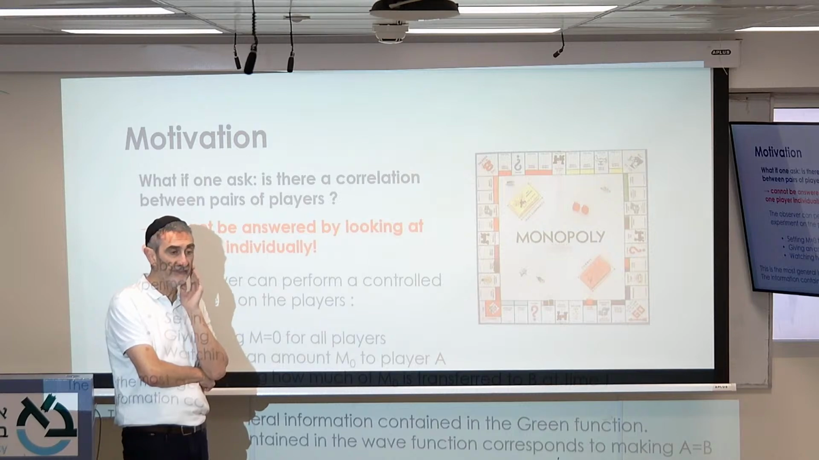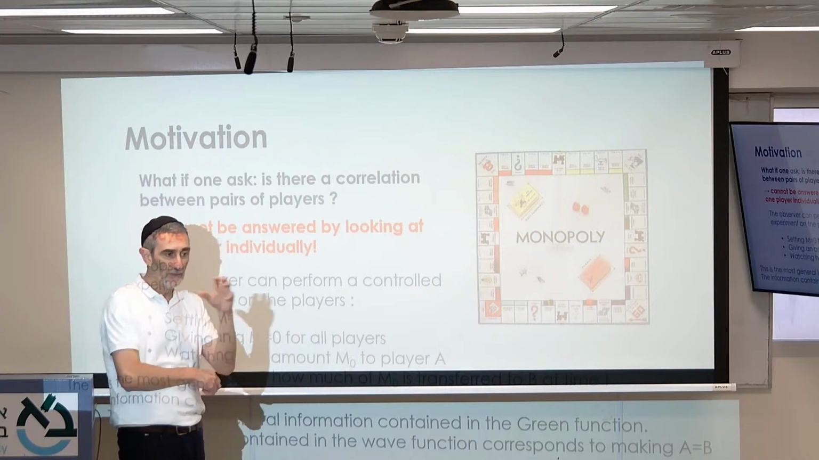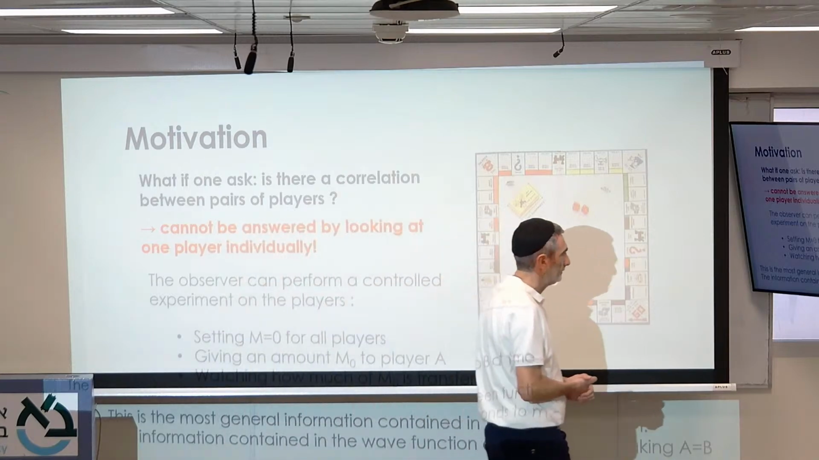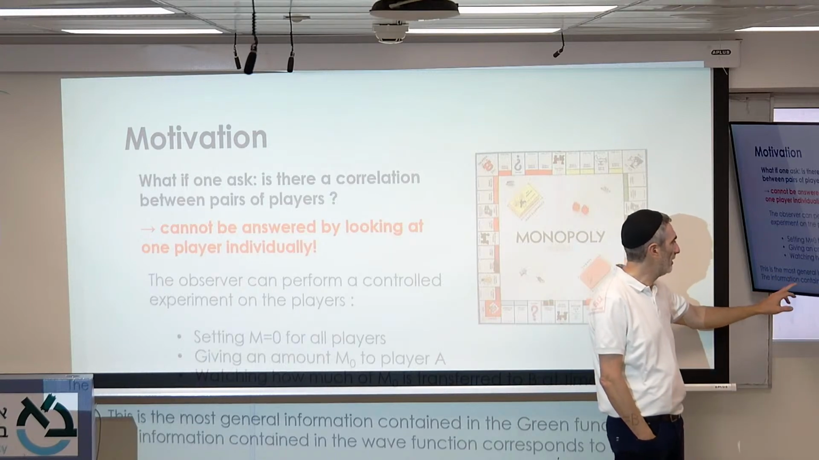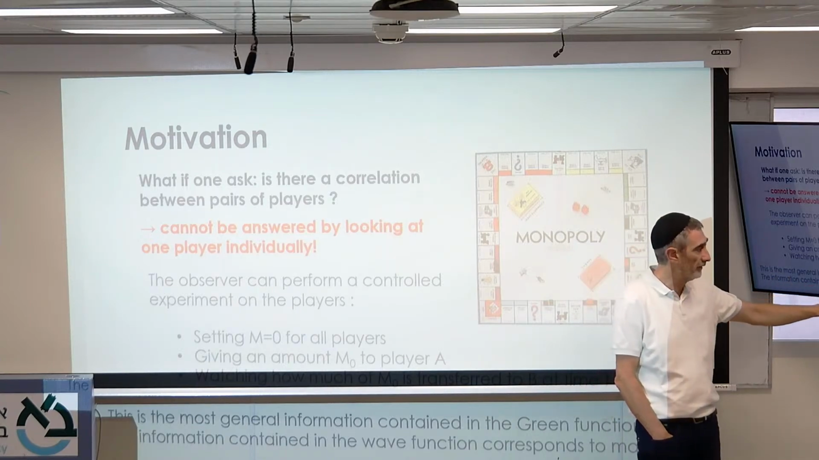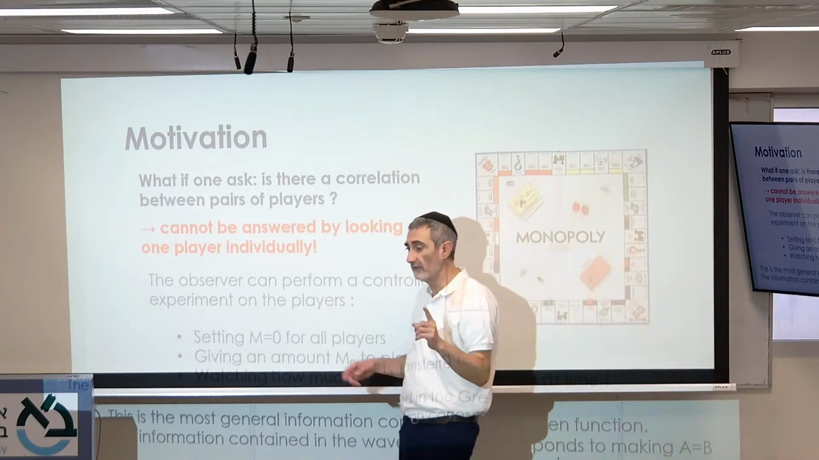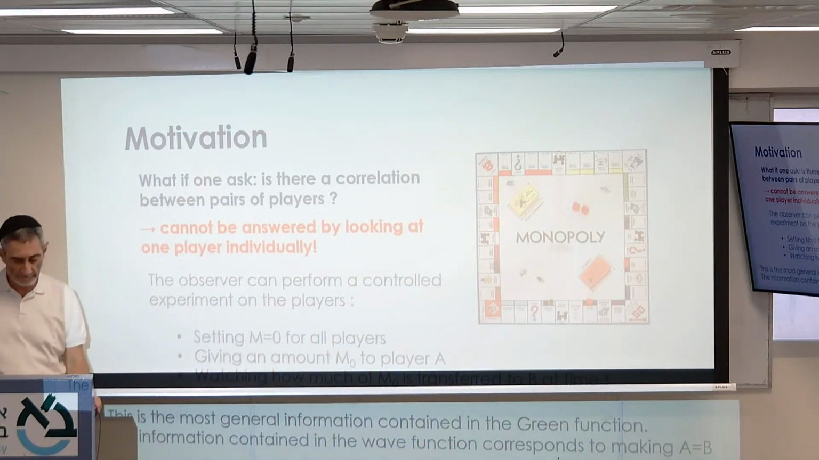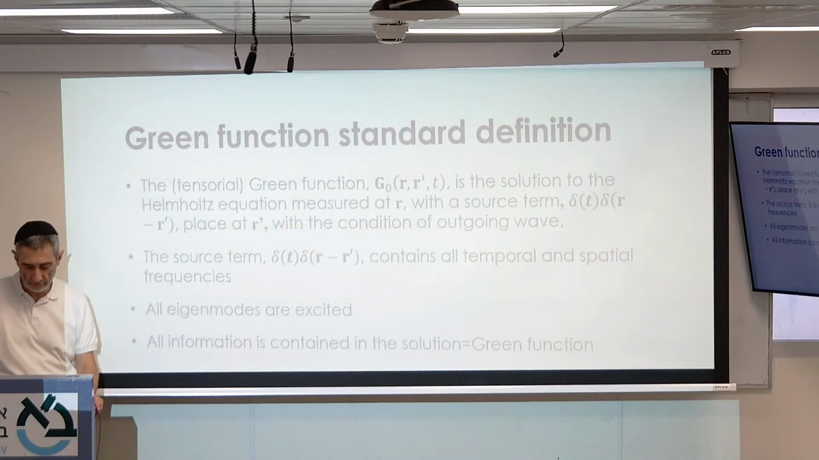You want the system to be linear. It's a superposition of players of different sources. So you see that. That's what is contained in the Green function. The information contained in the wave function itself corresponds to making A equal B, so you look only at one player. But if you look at pairs of players, then you get something more out of it. So that's just to give you some illustrations and a feeling of what we are going to do.